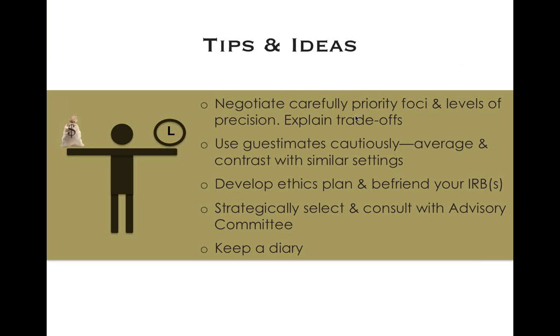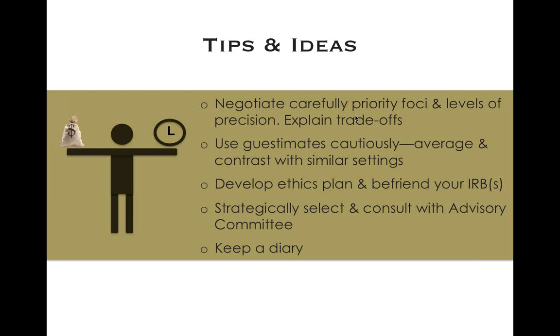So a few tips that I learned in this phase: negotiate and be as specific as possible in study objectives and research questions, and discuss with decision makers the trade-offs that exist between precision and cost. Also, in the absence of any prior statistics, you may need to use well-informed guesstimates, but be cautious and try to obtain several and average them and contrast them with prevalence information that might exist for other settings, similar settings.